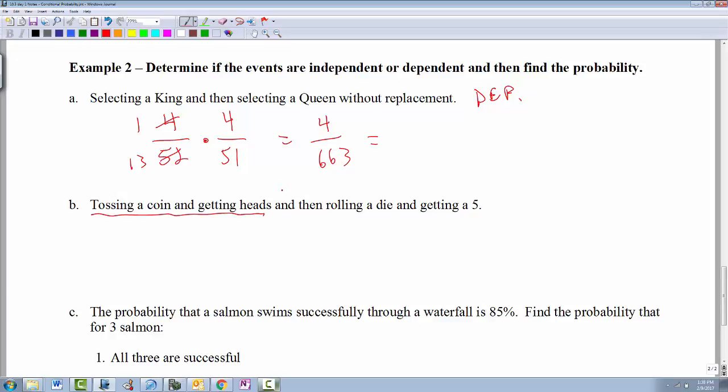Tossing a coin and getting heads, and then rolling a die and getting a 5. Does one affect the other? No. What's the probability of getting heads? Half. And then rolling a die and getting a 5. This is 1/12, which I remember, and I should have known this. I was upset with myself. I think.